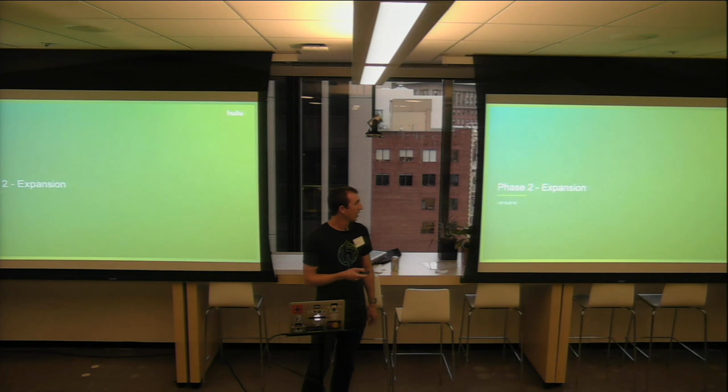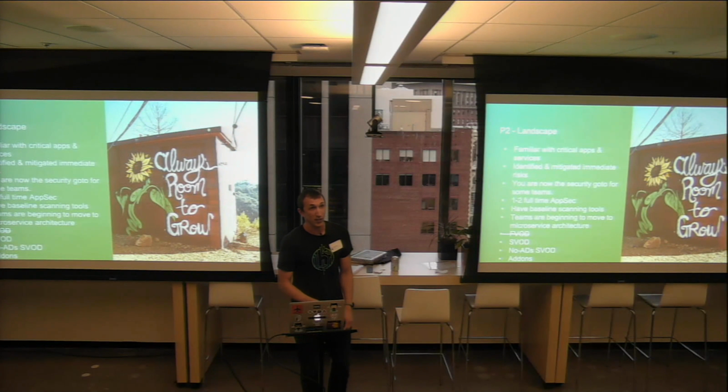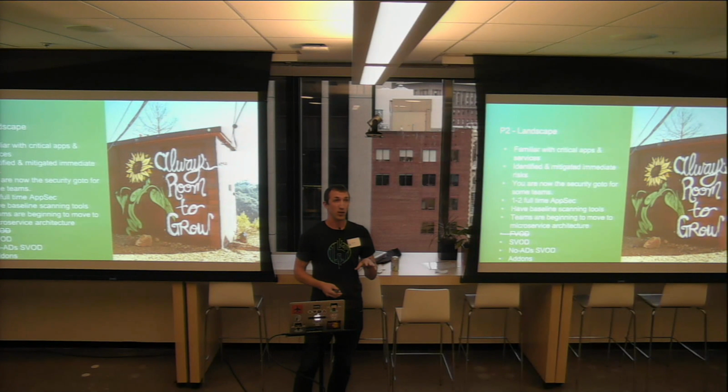The next phase, general expansion and growth of the program, starting to mature it a little bit, was around 2015, 2016. So a little bit of landscape. We're familiar with the apps and services at this point that are driving those business critical workflows. We've identified and remediated some of the immediate risk and vulnerabilities, which is great. We're the security go-to for a bunch of different teams. Again, more good stuff. And at this time, we're about 1 to 2 full-time application security engineers.